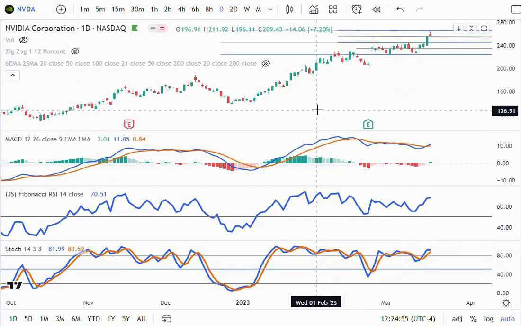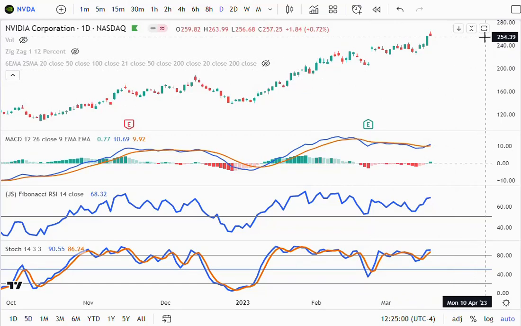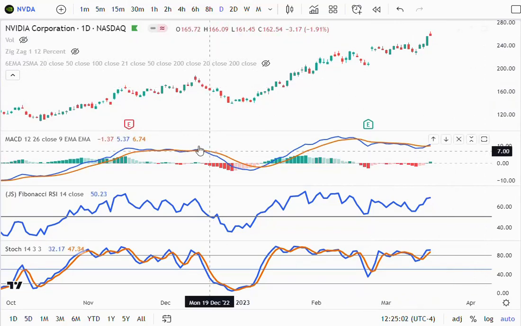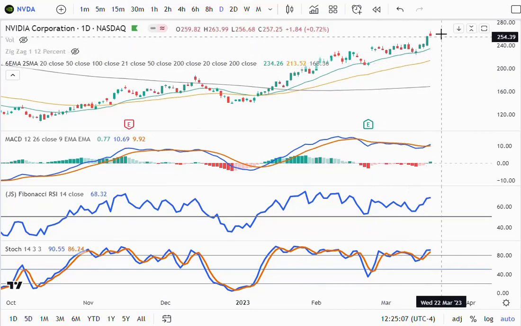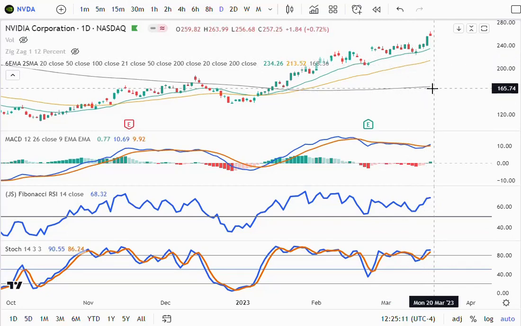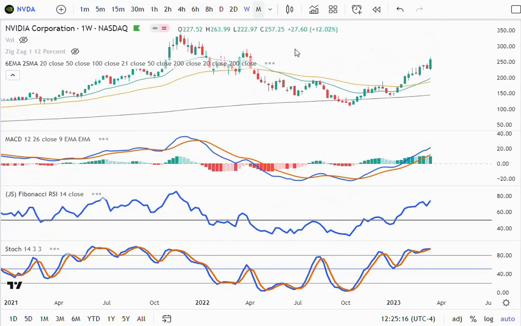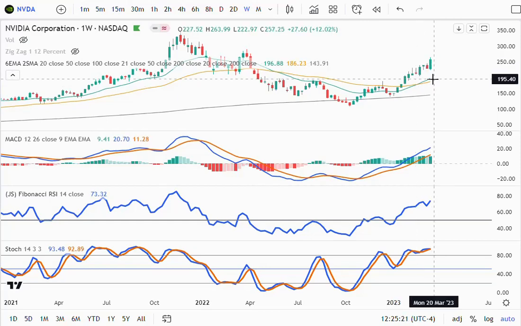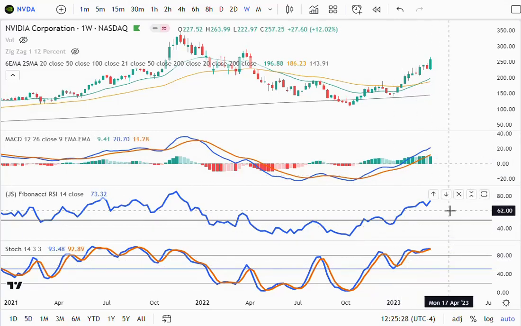So NVDA on a daily basis. This is on a strong move to the upside. If you look at the moving averages, it's now well above the moving averages, the daily 20, the daily 50, the 200 day. So momentum indicators are all positive. Even on a weekly basis, that's a very strong move to the upside, but it's also moving away from the moving averages. So that's something to be aware of. But look at the momentum. That's just very, very strong. There's no question about it.